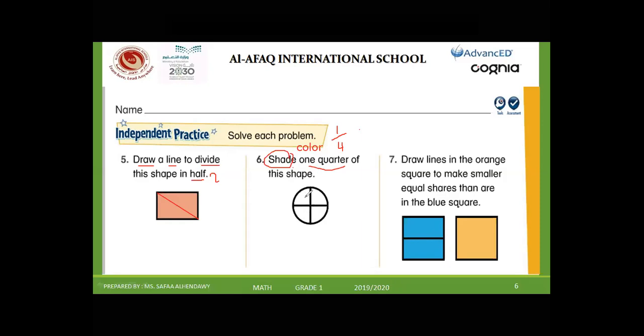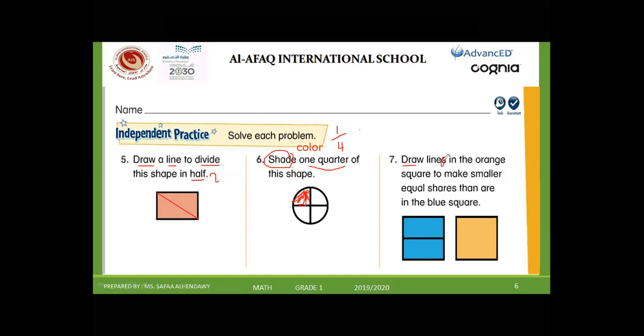Okay. So any part you want, on the left or on the right or down here or here, no problem. Any part you want, no problem. Okay, find this one. Go to number seven. It asks you also here to draw lines. Wow, not only one line.